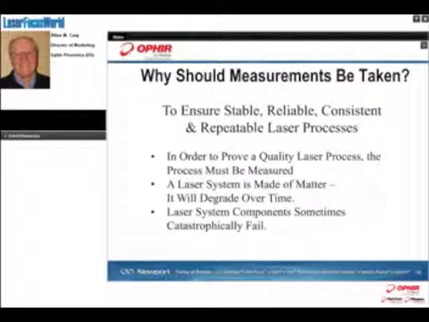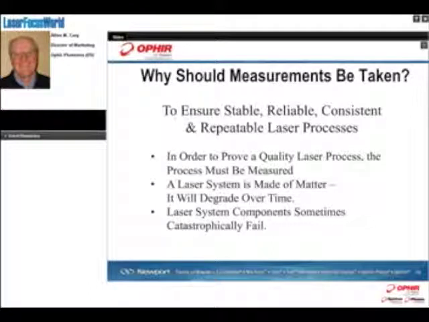So why should measurements be taken? I get this question asked a lot. You know, John, you're giving me these data points. You're giving me how much power is being output. You give me pretty pictures on a computer screen. So what do I do with this information? And in general, how I would answer that question is to ensure that you have a stable, a reliable, a consistent, and a repeatable laser process.